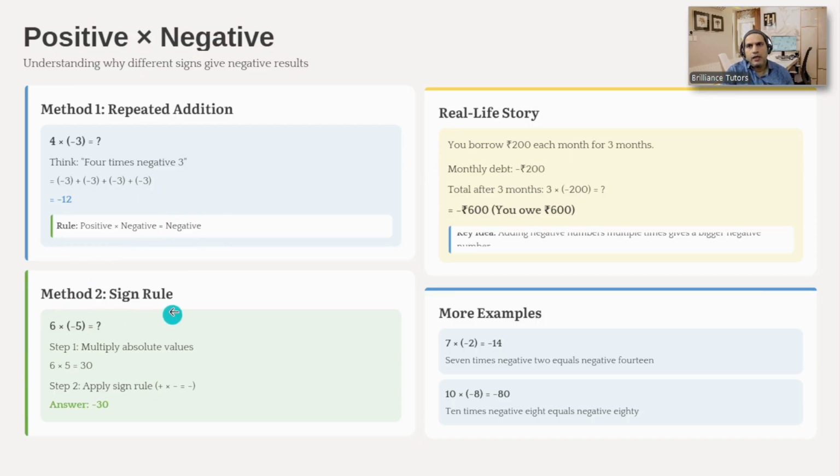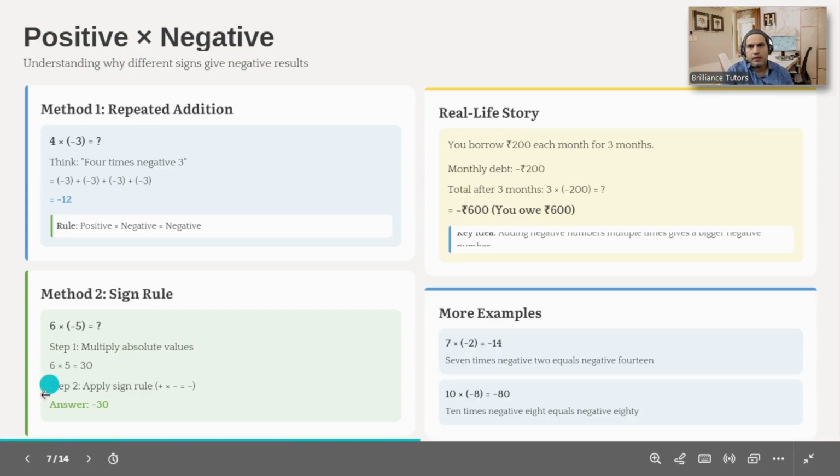Then method 2, sign rule. When 6 into minus 5, the negative always gives the opposite sign. So first multiply absolute values, like 6 into 5, that is 30. And step 2, apply the sign rule, like plus into minus gives minus. So the answer is minus 30.